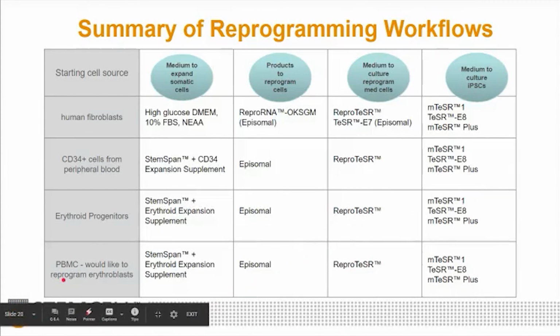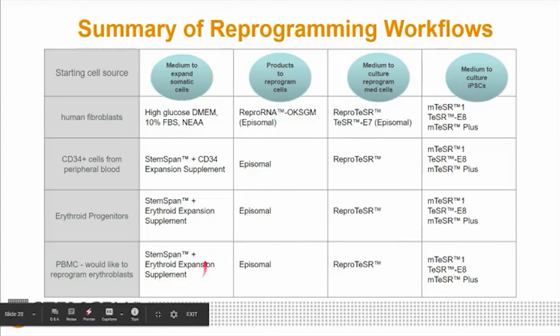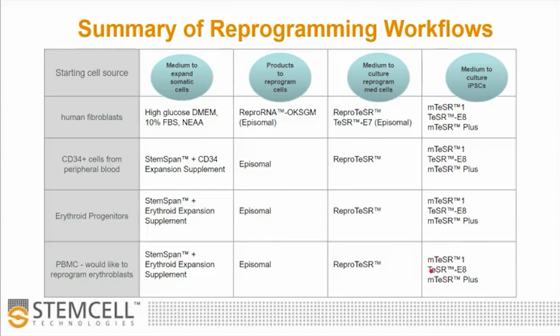And finally, if people want to start with PBMCs, what we would recommend is expanding them in the STEMSpan and erythroid expansion supplement first. Again, episomal vectors, ReproTeaser, and then the same maintenance media after the reprogramming is complete.